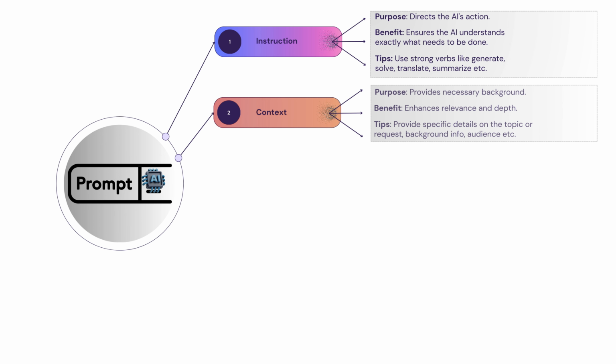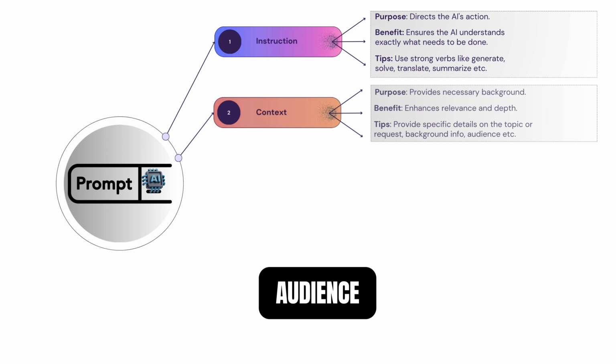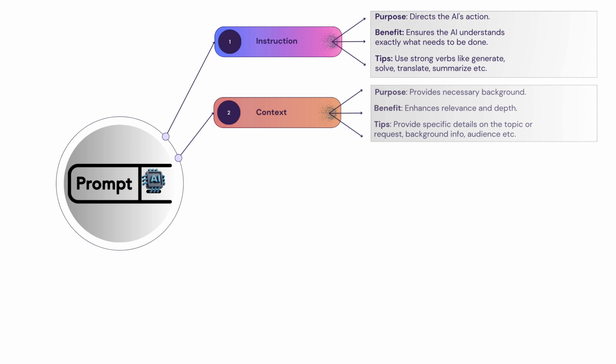Context is about providing background information or setting the scene for your request. By including relevant details, scenarios, audience, and so on, you help the AI understand the situation better, leading to a more accurate and tailored response.